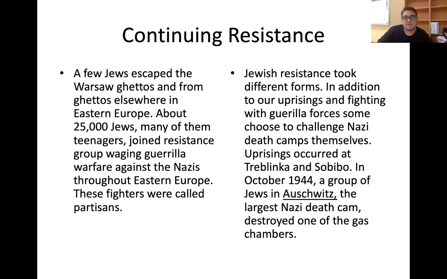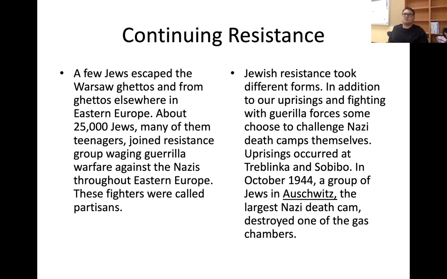Now, continuing resistance. A few Jews escaped the Warsaw ghettos and ghettos elsewhere in Eastern Europe. A few of them did survive. A few of them were able to flee. About 25,000 Jews, many of them teenagers, joined a resistance group waging guerrilla warfare against the Nazis throughout Eastern Europe. These fighters were called partisans.